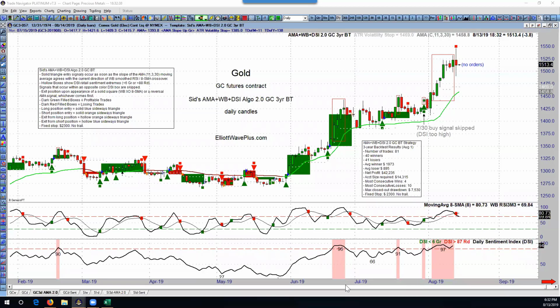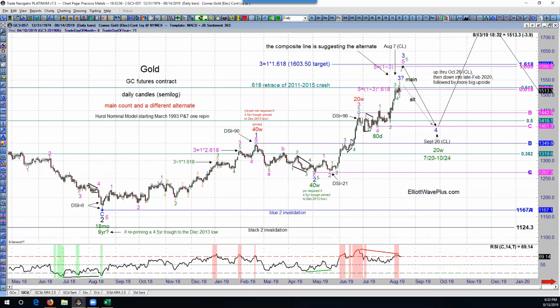One last word I would say is that these algos, I think it's really effective to use them in conjunction with my regular Hurst and cycles work.